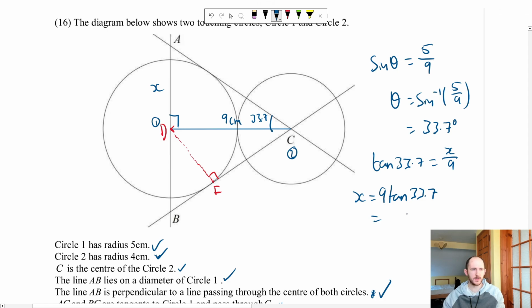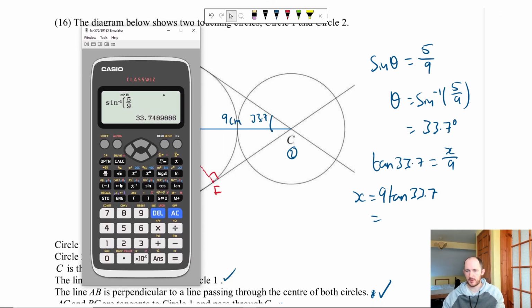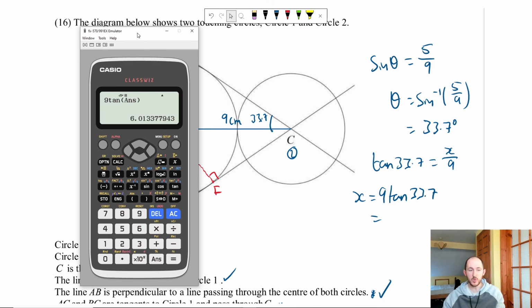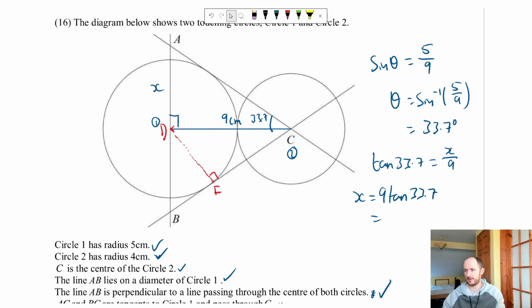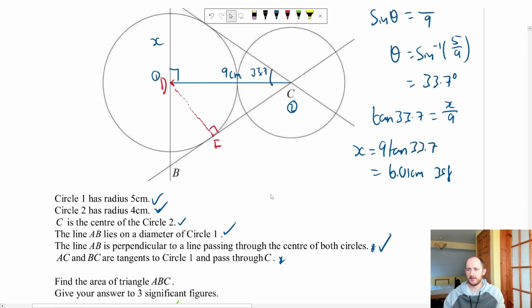Which equals, well, I'm going to work it out on the calculator. I'm not going to do it in my head. 6.01. Do I want to keep it super accurate? Let's keep it super accurate. Let's do 6.01 centimeters to 3SF, which means the area of ADC is half base times height.